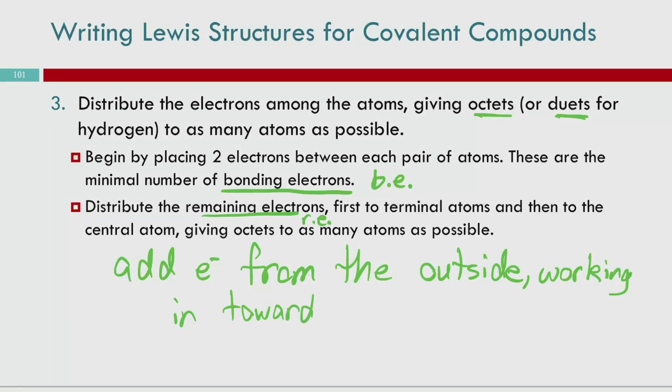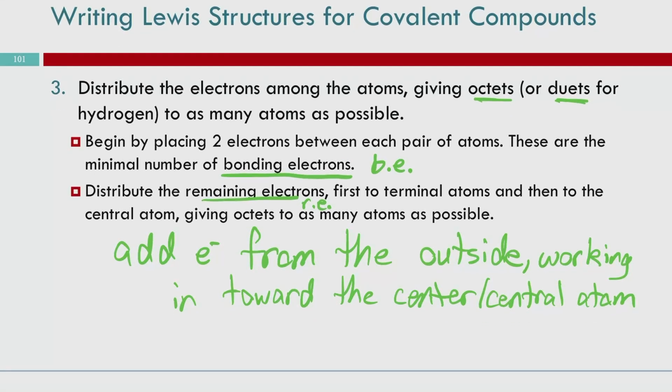Working toward the center, the central atom. Usually we'll have one central atom or two central atoms. So we're going to start with our outside groups, see if there's anywhere that we can add electrons in pairs to get our octets, and then if we've got any left over, those can go on our inside electrons. We will do examples.